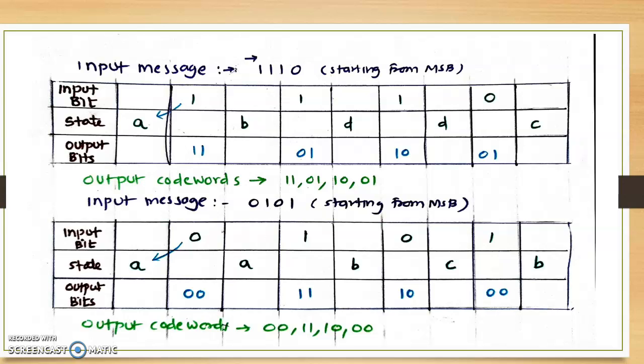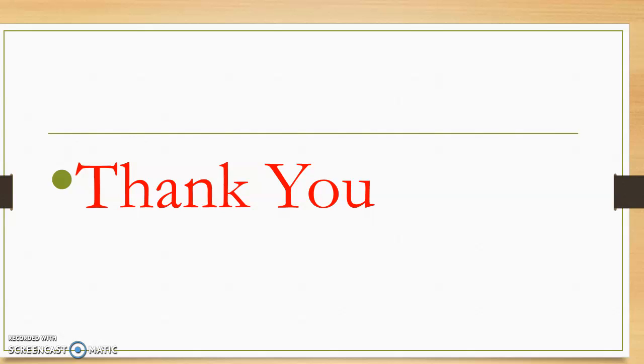In the same way, if my message is 0 1 0 1, I can draw the output code words for the same. So in this way, we can find out for the given message what my output will be.